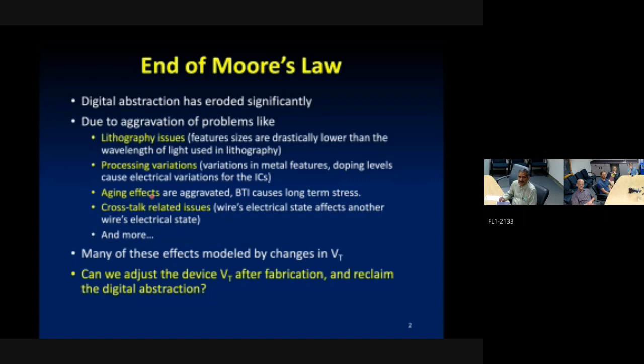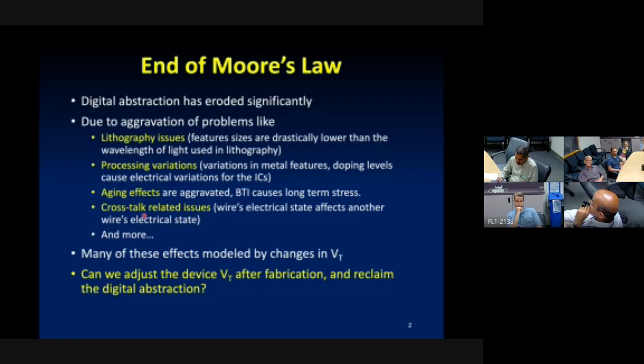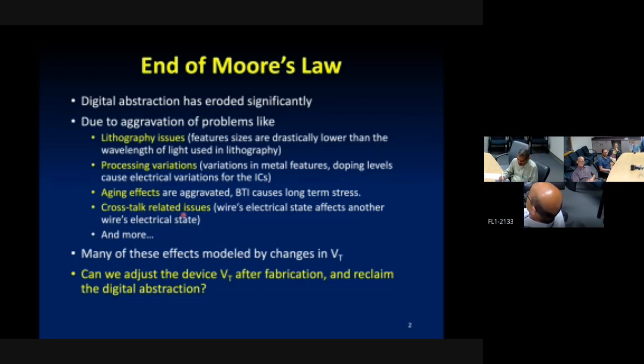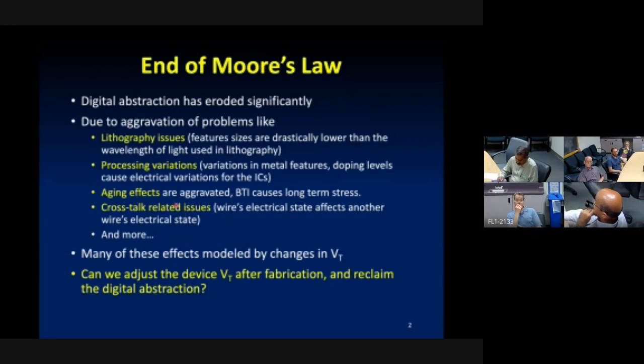Then, more recently, there are aging effects. Over time, a chip starts degrading, so it gets slower. If it gets slower, and after 4 years it's no longer fast enough, you've got to toss it. And then there are crosstalk-related issues: wires that are too close to each other can have capacitive crosstalk coupling, influencing each other's voltages and causing errors. So all of this degrades our ability to design chips reliably.